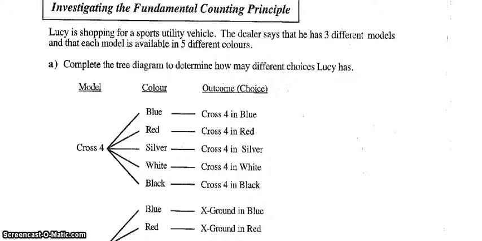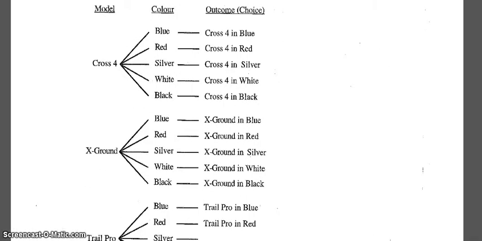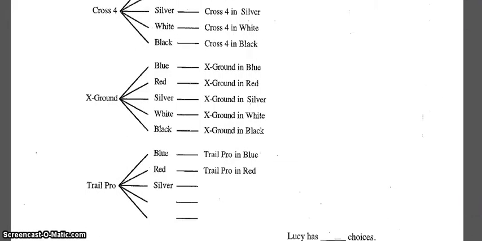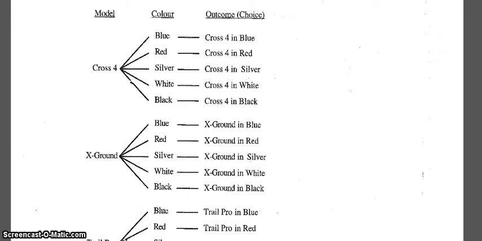So Lucy is shopping for a sports utility vehicle, SUV. The dealer says he has 3 different models and each one has 5 different colors. So the question is how many different model cars are there? The models are Cross 4, X Grand, and Trail Pro. Those are the SUVs. Each one comes with 5 colors. So how many different model and color combinations are there?